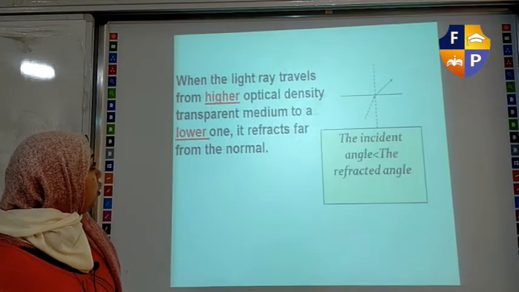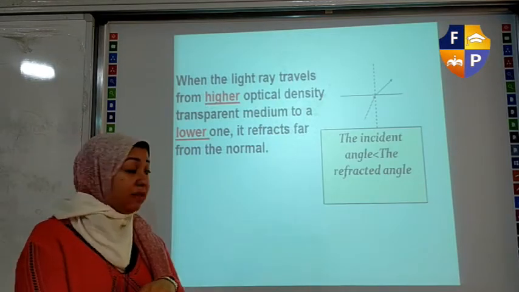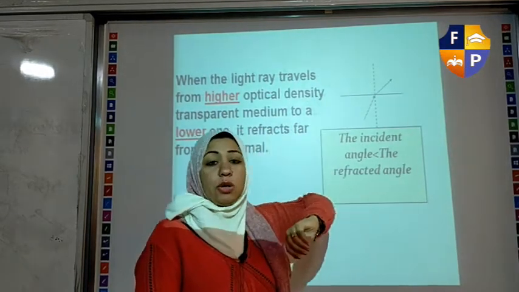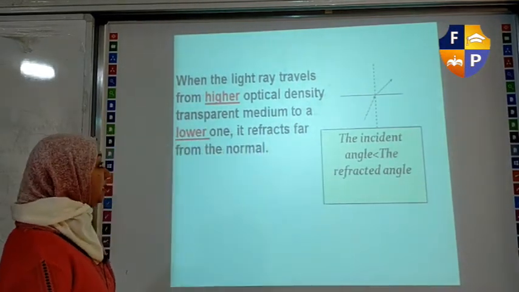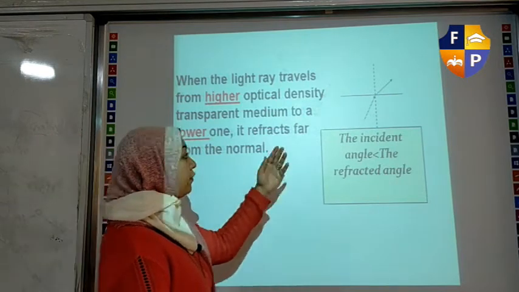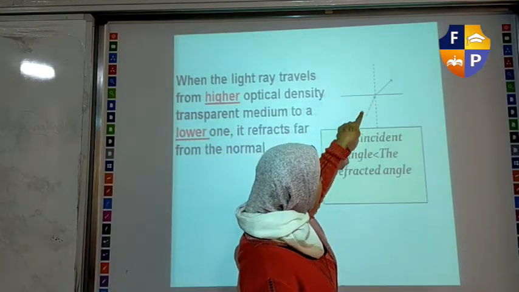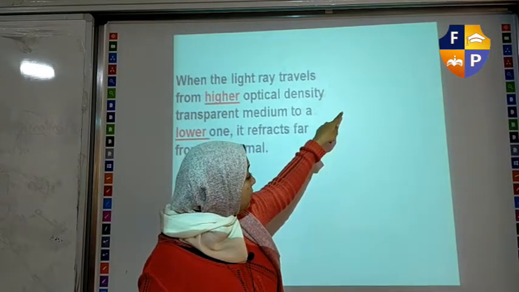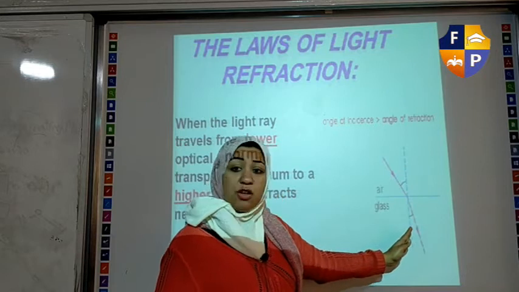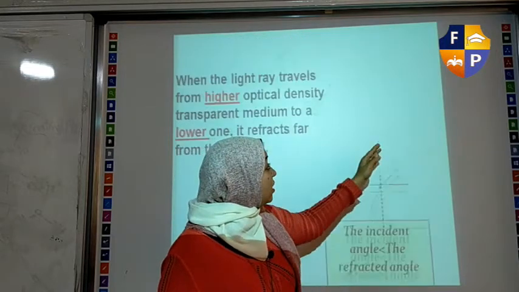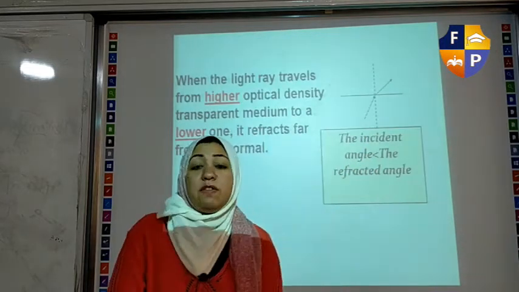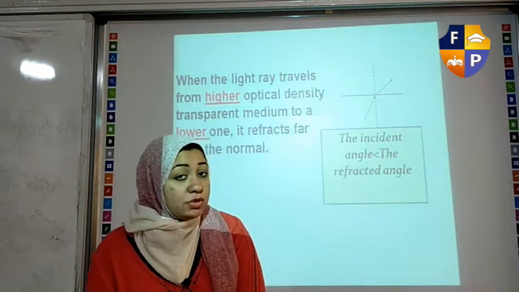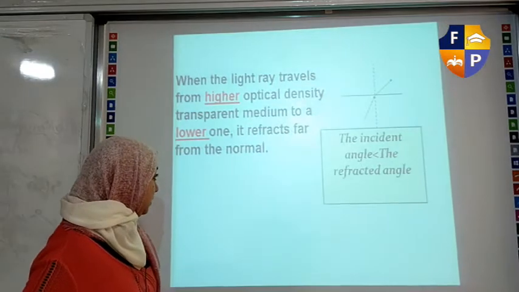What happens when we reverse it? When the light travels from the higher optical density to the lower optical density, we will find that it will be refracted away from the normal line. If you see here, it is refracted far. In the last page, here it is very near to the normal line. In the second one, the refracted ray will be far away from the normal line. So the angle of refraction will be more than the angle of incidence.